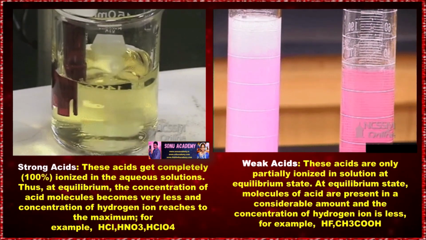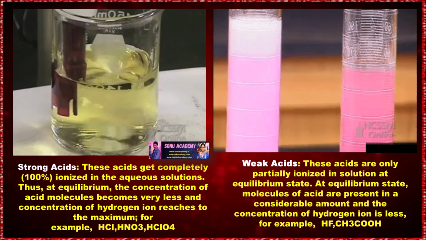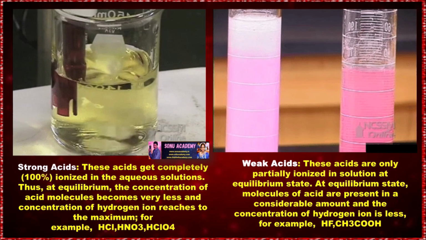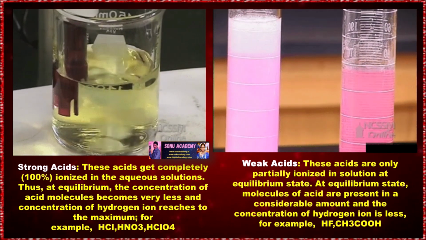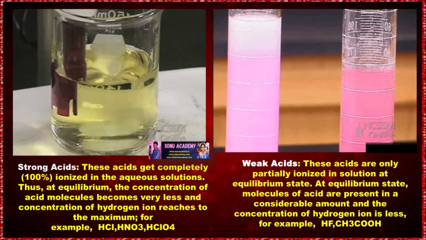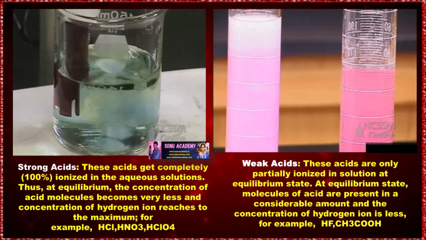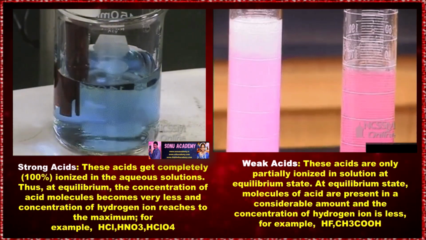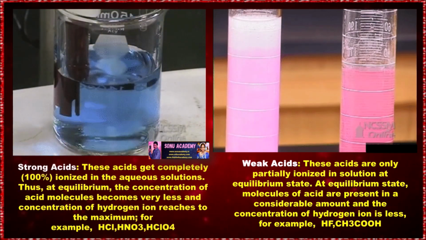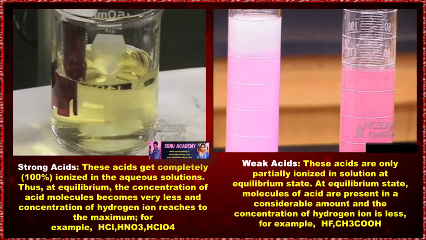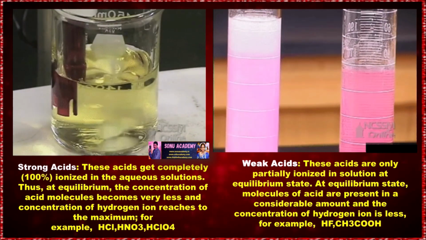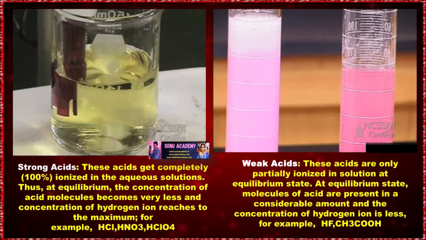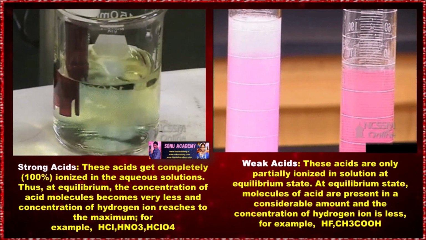Based on this, acids can be classified as strong acids. These acids get completely, 100%, ionized in the aqueous solution. Thus, at equilibrium, the concentration of acid molecules becomes very low and the concentration of hydrogen ions reaches a maximum. For example, HCl, HNO3 and HClO4. Weak acids are only partially ionized in solution at the equilibrium state. At equilibrium, molecules of acid are present in a considerable amount and the concentration of hydrogen ions is low. For example, HF and CH3COOH.